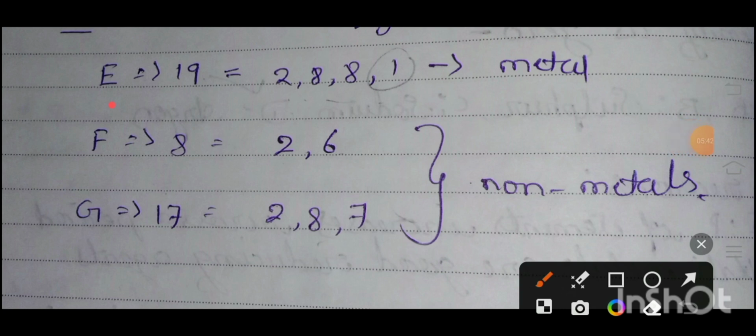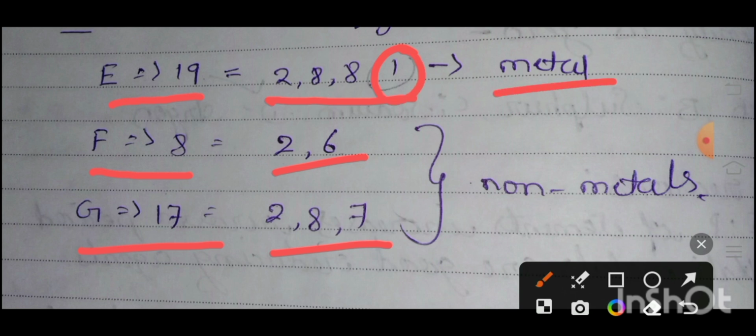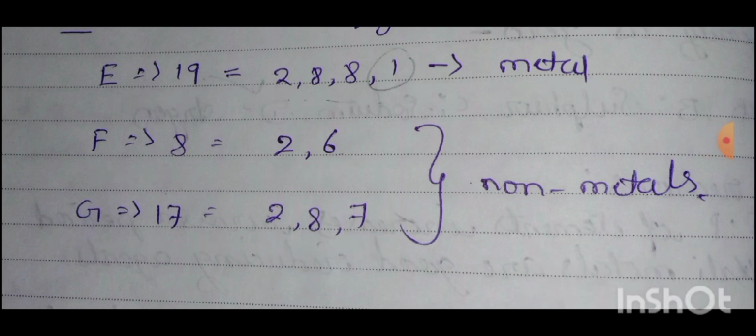For the first element E, its atomic number is 19, and its electronic configuration is 2, 8, 8, 1. The second element is F, with atomic number 8, electronic configuration 2, 6. G is 2, 8, 7. So obviously E has only one valence electron, so it belongs to metal, and F with 6 and G with 7 both belong to non-metal.